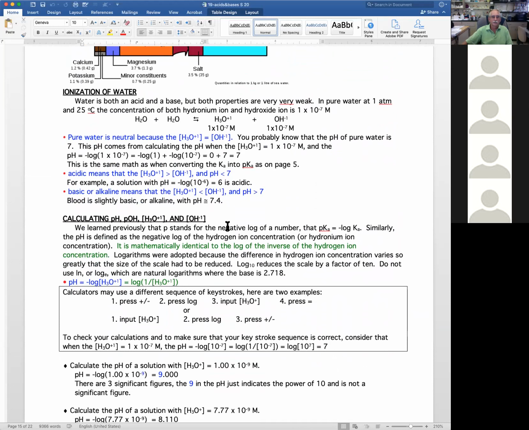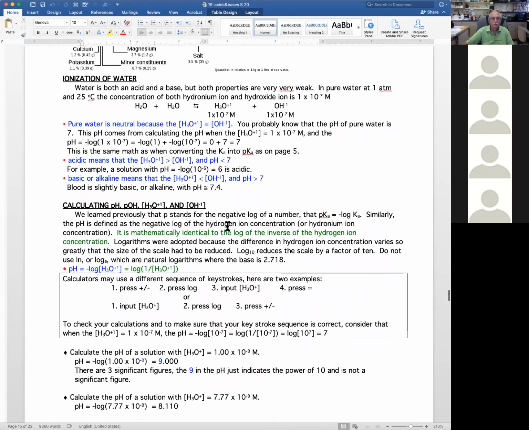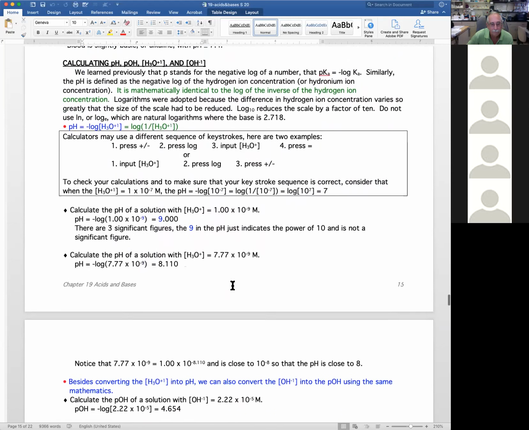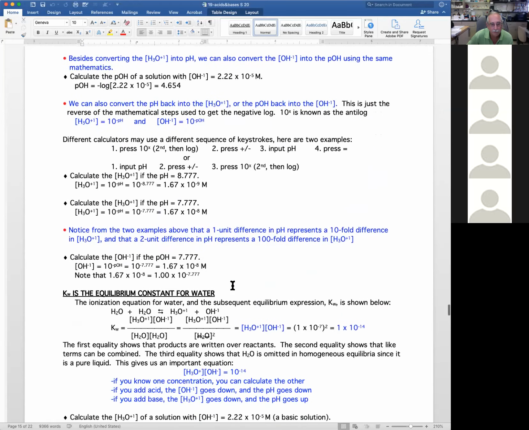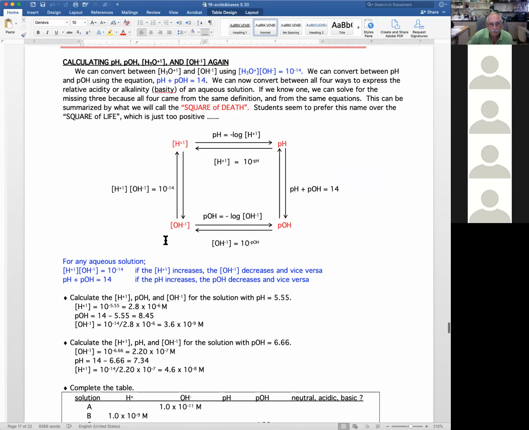So here's the ionization of water. Anyway, water is hydrolyzing water, but at extremely low amounts, right? 10 to the minus 7th is 1/10 of a billionth of a mole in a liter. And then we did a bunch of calculations to get the square of death. So that's one thing that you need to know how to do, is do all the mathematics for the square of death.